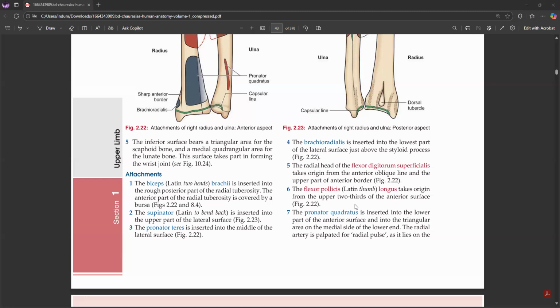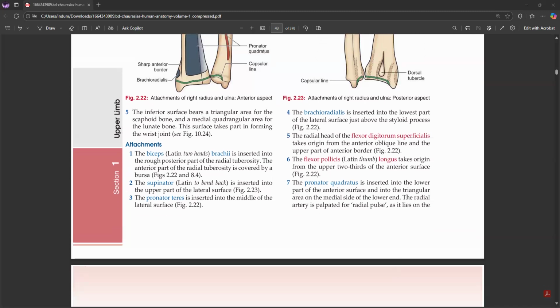Number 4. The brachioradialis is inserted into the lowest part of the lateral surface just above the styloid process, figure 2.22. Number 5. The radial head of the flexor digitorum superficialis takes origin from the anterior oblique line and the upper part of the anterior border, figure 2.22. Number 6. The flexor pollicis longus takes origin from the upper two-thirds of the anterior surface, figure 2.22.